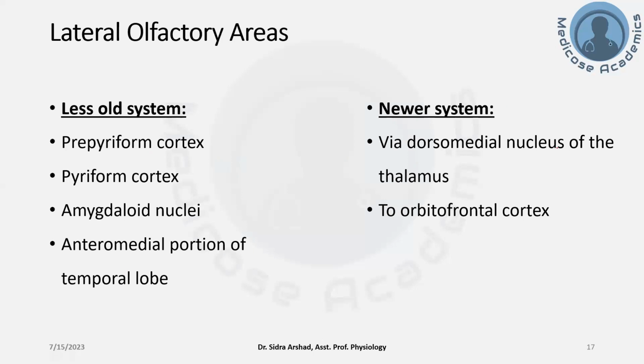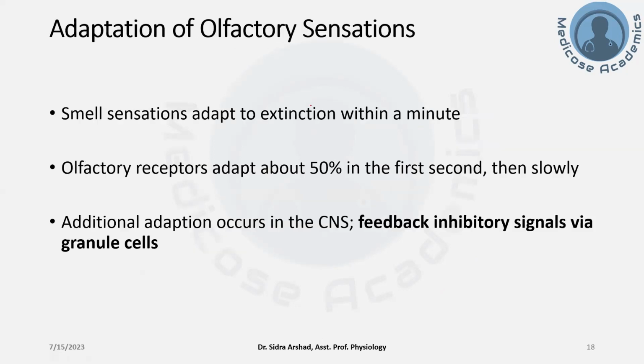For the rest of the areas, the thalamus as a relay station is not involved in the less old lateral olfactory system and in the medial olfactory system. However, in this newer system, as part of the lateral olfactory areas, the fibers relay in the dorsomedial nucleus of the thalamus, and from there the impulses are carried to the orbitofrontal cortex. So this is the organization of the lateral olfactory areas.